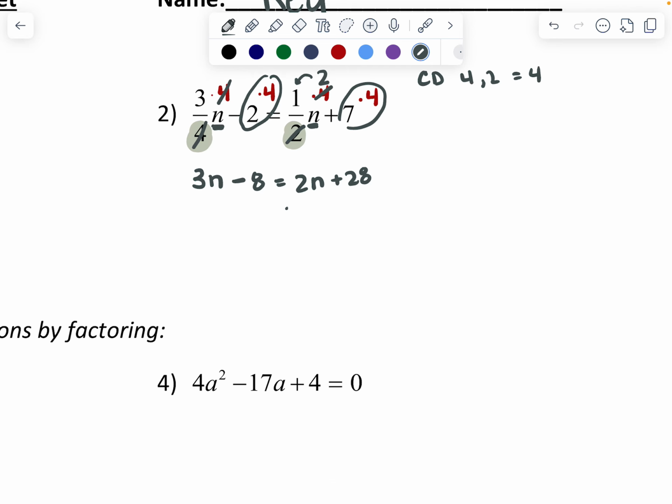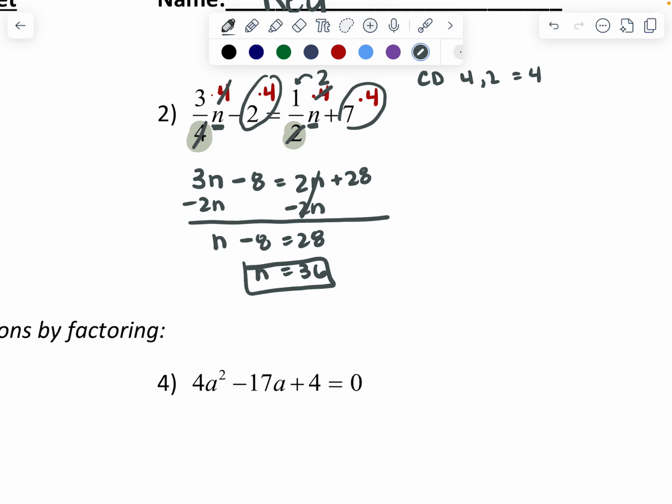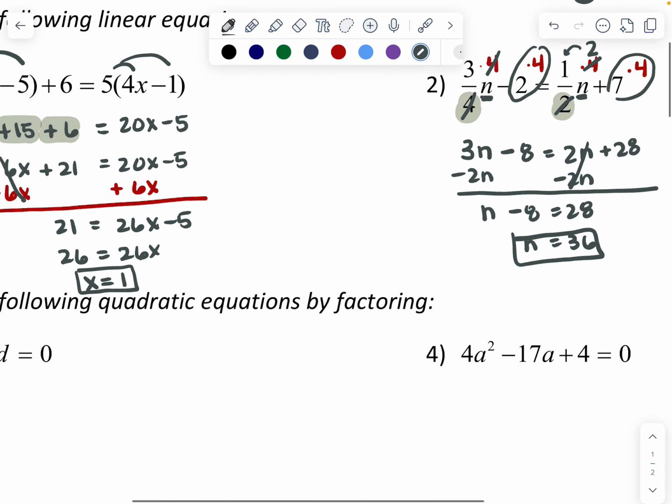So again, I'm going to move the lighter load, so I'm going to subtract 2n. This goes away. I'm going to have 1n minus 8 equals 28. And if I add 8 to both sides, I'm going to get n equals 36. Okay, so you guys just expect one question tomorrow that's a linear, something like one of these two, okay?